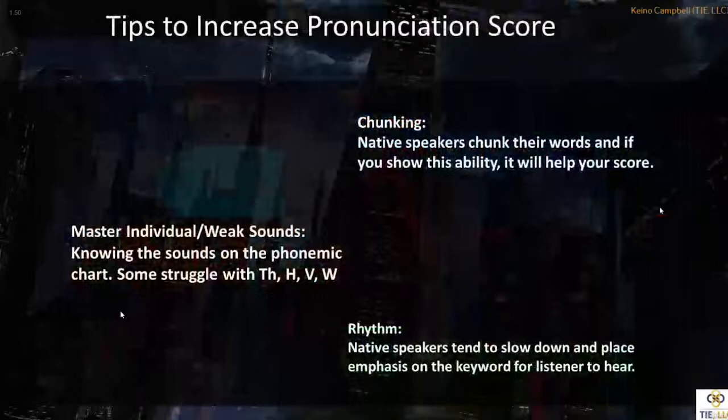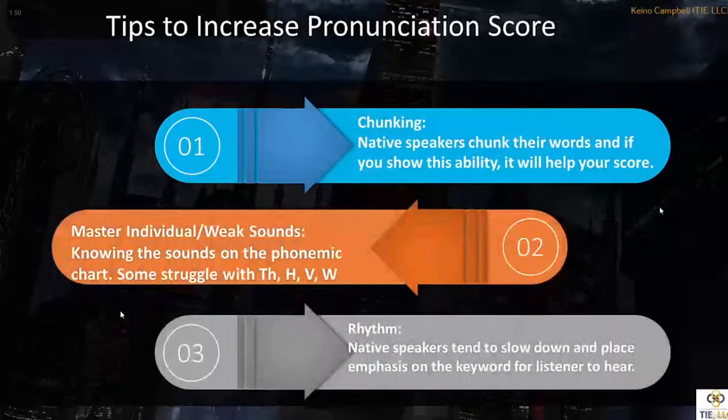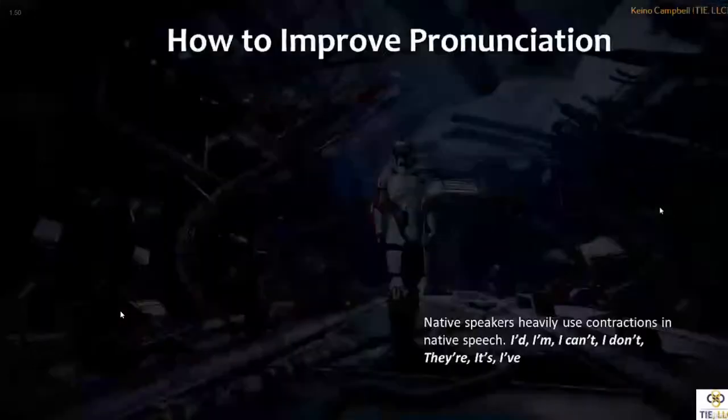Chunking. Native speakers really chunk their words. I'm going to talk about that a little bit later so you can kind of get the idea. But chunking really shows, hey, you have native speaker quality. A lot of times when I hear students that aren't able to chunk, that's the reason why you're not getting above a 7. That's why you're stuck. Because when you're not able to chunk, that means you're just saying each word individually. And that's not how native speakers speak. Also work on your individual and weak sounds and also your rhythm.